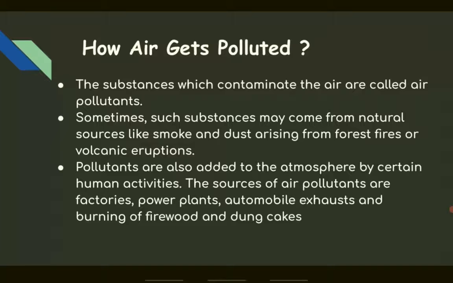So now let's move on to the next topic. How does the air get polluted? Substances which contaminate the air are called air pollutants. Sometimes such substances may come from natural sources like smoke and dust arising from forest fires or volcanic eruptions. The pollutants are also added to the atmosphere by certain human activities. The sources of air pollutants are factories, power plants, automobile exhaust, and burning of firewood and cow dung cakes.